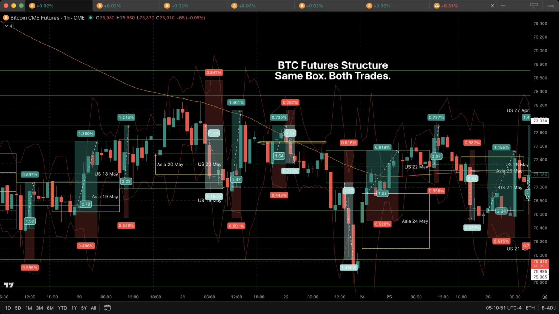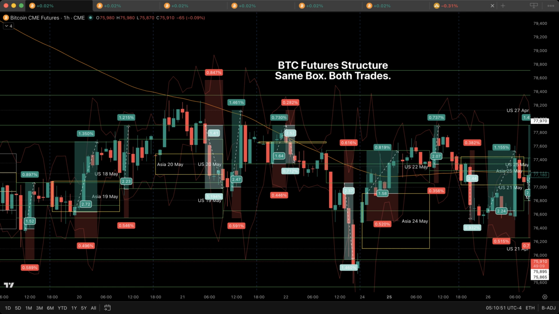Short entry line: May 25th Asia session midpoint. Stop loss line: May 22nd US session upper boundary. Take profit line: May 21st US session lower boundary. Risk-reward ratio: 2.44. The midpoint becomes the short entry because price is trading inside overlapping memory.